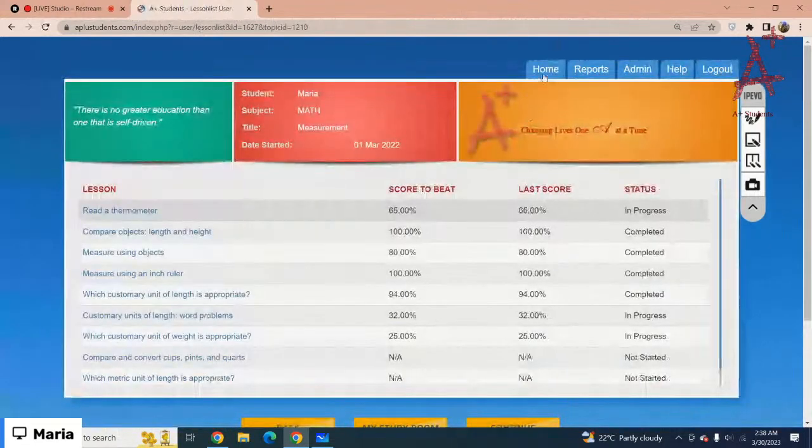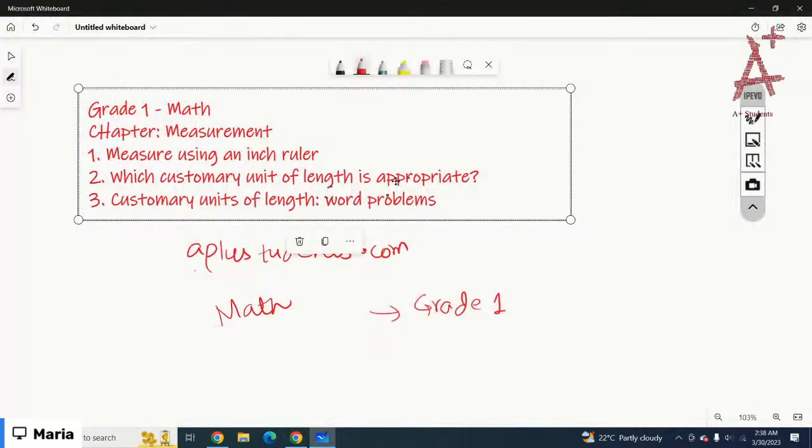So we're working on grade 1 maths. The chapter we're working on is measurement. Lessons we have covered today are measure using an inch ruler, which customary unit of length is appropriate, and customary units of length word problem. Please make sure before the next session you complete all the test questions for the lessons we did today. If you need more help with any of the lessons, you can contact any tutor on the Skype.